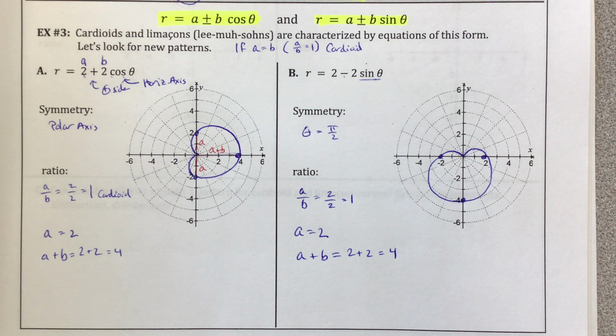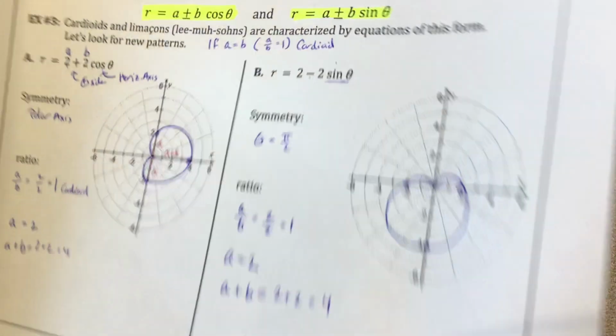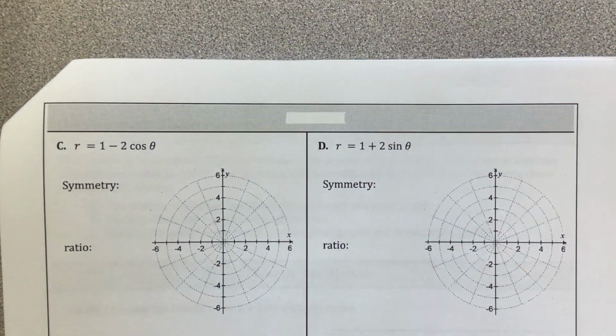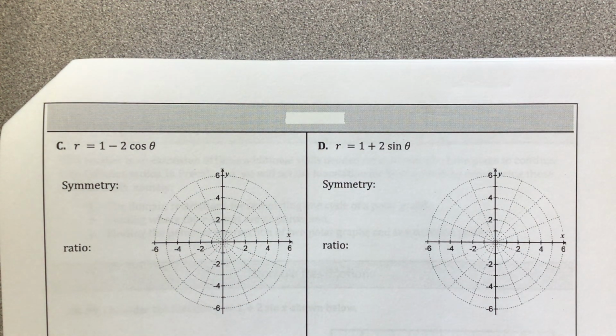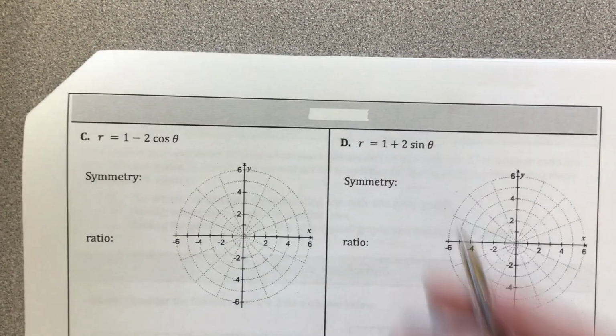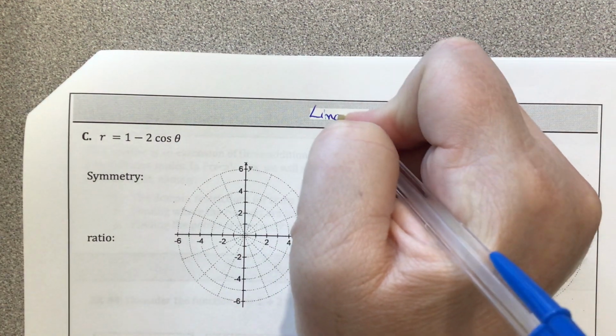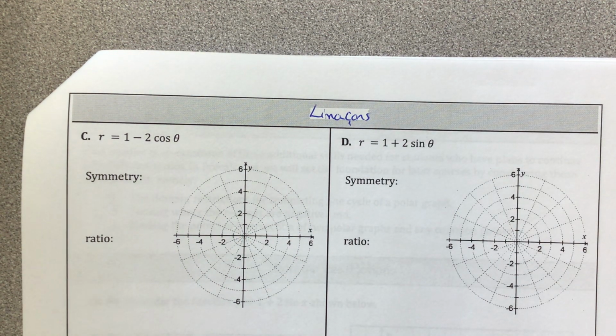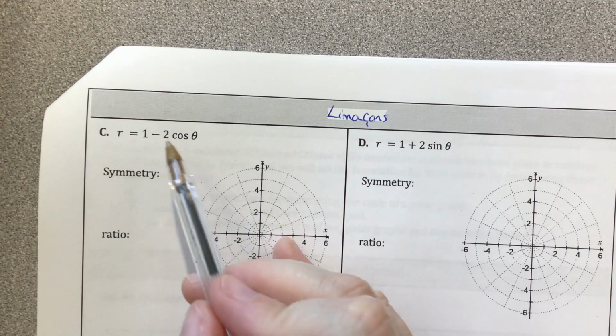Now, let's talk about some other kinds of limaçon. Here, our author labeled this cardioids, but the ones we will see here are not cardioids. Cardioids is a particular kind of limaçon. These are just general limaçon. Okay, so notice the difference here.